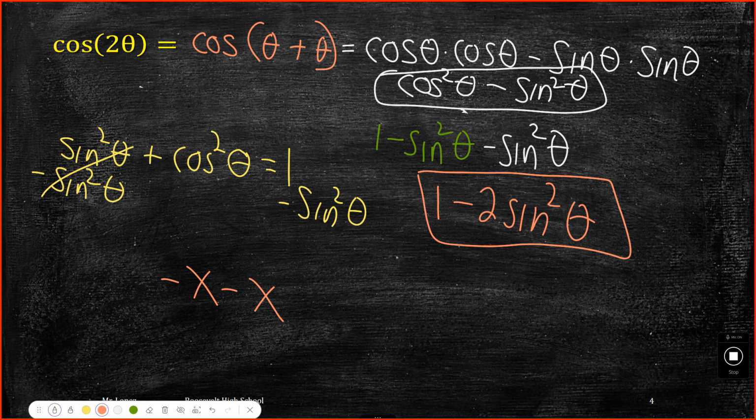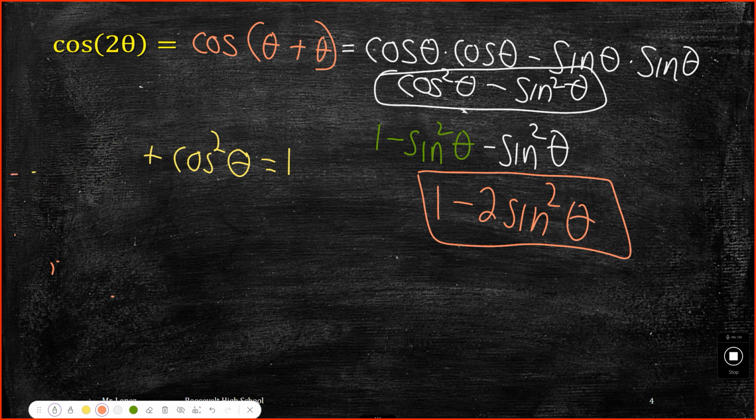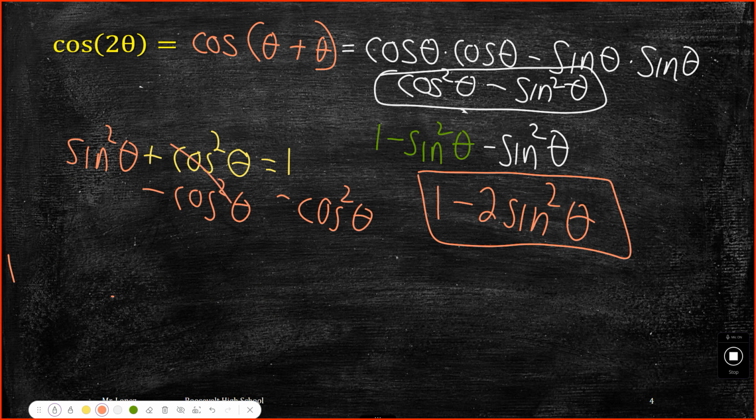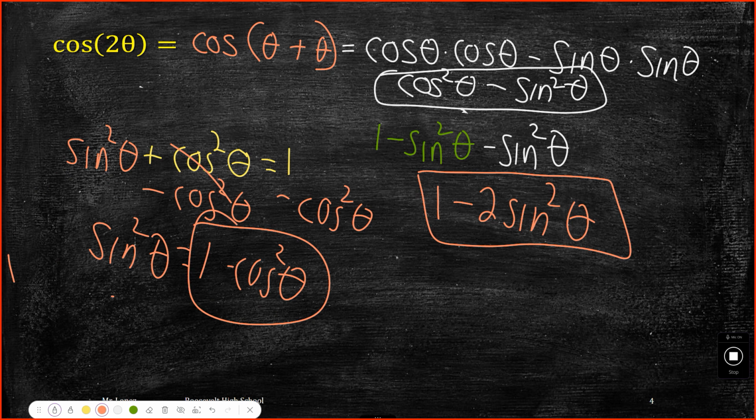Well, we're going to go back to this here again, but instead of solving for cosine, we're going to solve for sine. So let's go back over here, and instead of this, let's solve for sine. Sine squared theta, I'm going to solve for this. So this is going to be negative cosine squared theta. Sine squared theta is equal to 1 minus cosine squared theta.